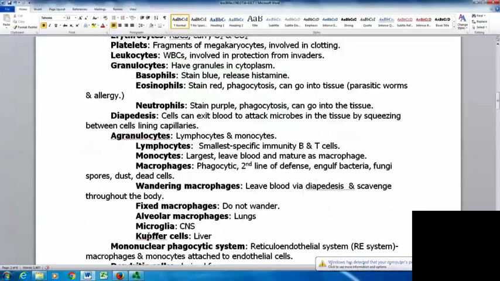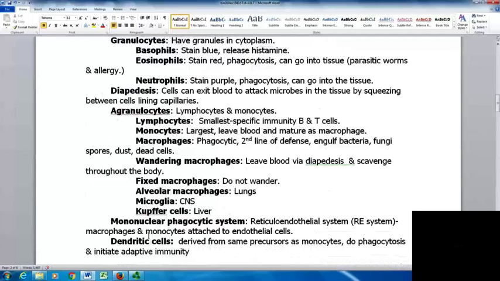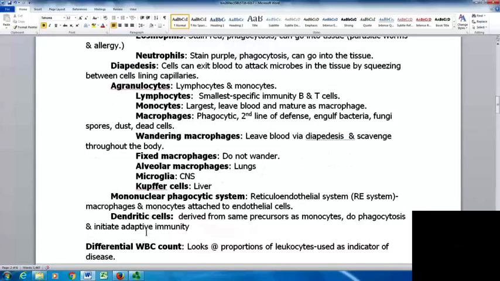Some examples, we have alveolar macrophages in the lungs, the microglia in the CNS, Kupffer cells in the liver, your mononuclear phagocytic system, or your RE, reticuloendothelial system. These are going to be macrophages and monocytes that are attached to endothelial cells. Dendritic cells are derived from the same precursors as the monocytes, and they'll do phagocytosis and initiate adaptive immunity.